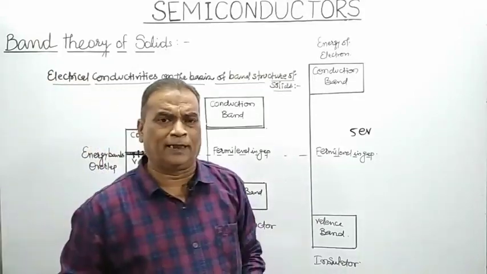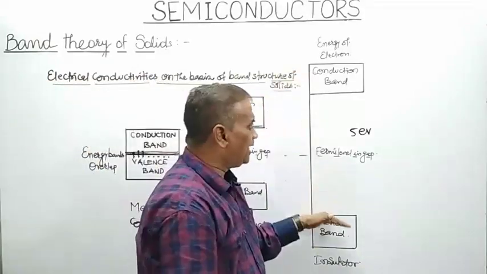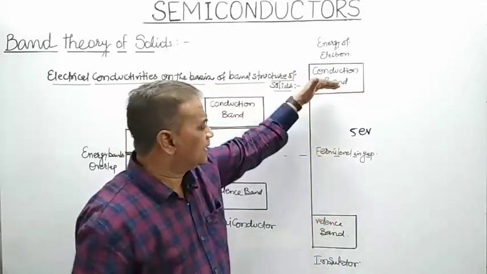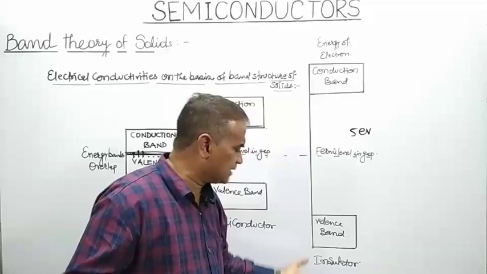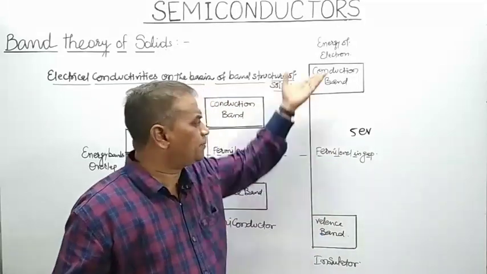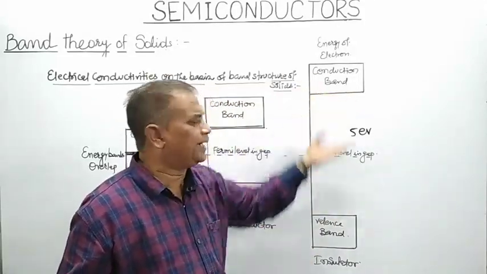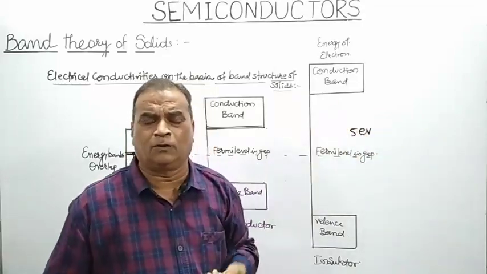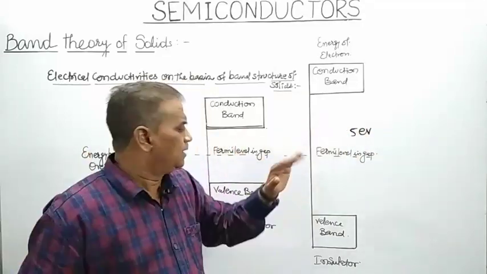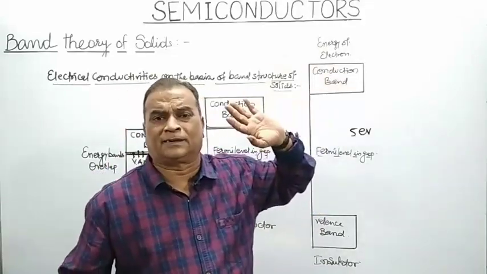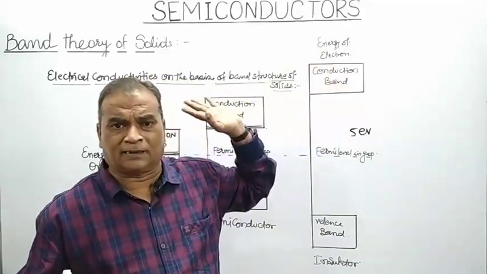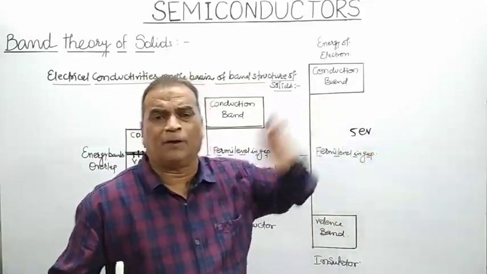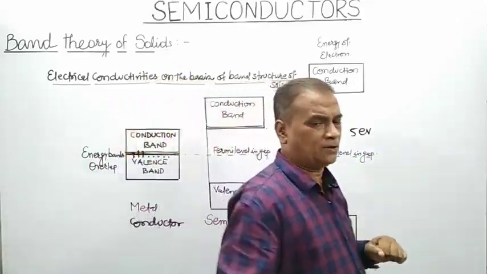In case of an insulator, the energy gap between the valence band and conduction band is very high. Diamond is an example of an insulator, and in case of diamond, this energy gap between the valence band and conduction band is very large. It is of the order of 5 electron volt. So there will not be any possibility of conduction of electricity as far as insulators are concerned, because electrons can never overcome such a large energy gap of 5 electron volt.